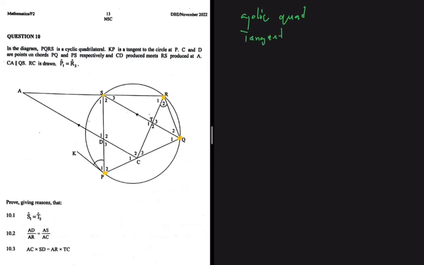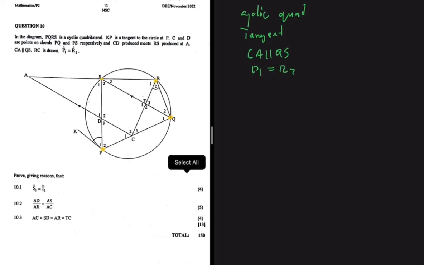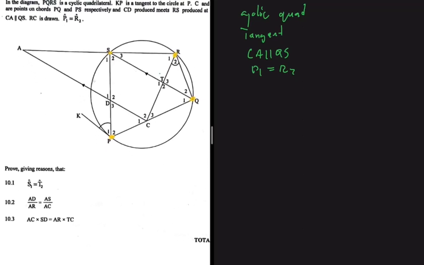And then what else do we have? We are told that CA is parallel to QS, so we have parallel lines. And then P1 is equals to R2, right? So what I've been proposing is that with only these 4 keywords, we should be able to answer all these questions that we have, right? So let's go ahead and give it a try and see what happens.